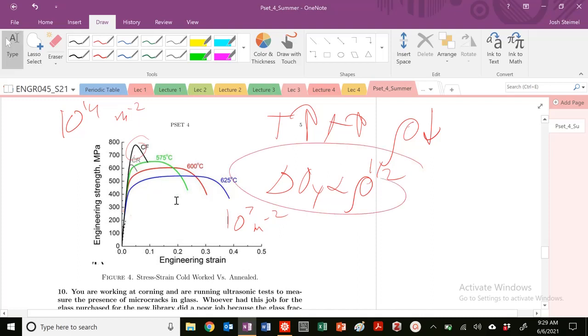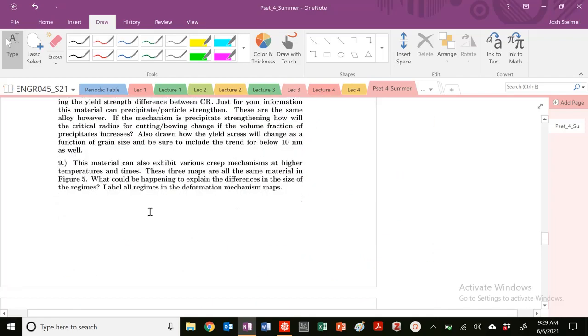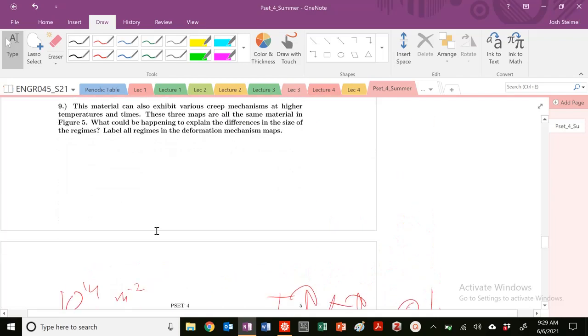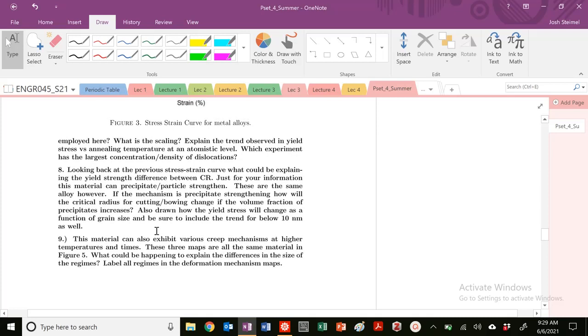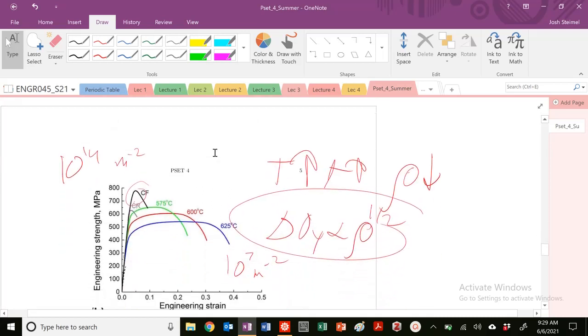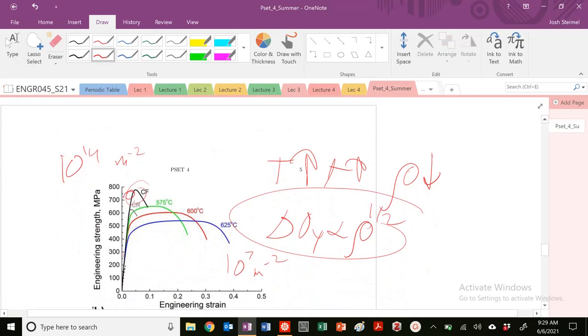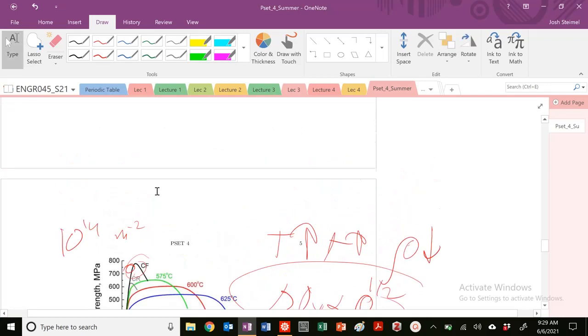As you anneal your material longer, you're reducing the dislocation density, so there are fewer dislocations, less impediment to dislocation motion, and thus a lower yield stress. If there are more dislocations, it's harder to move them because they interfere with one another. That's what's happening at an atomistic level. Which experiment has the largest density of dislocations? Clearly the cold forged, right here, instead of the cold rolled.